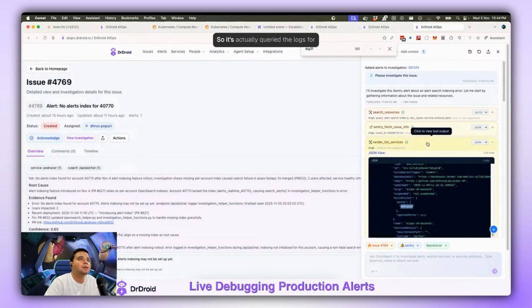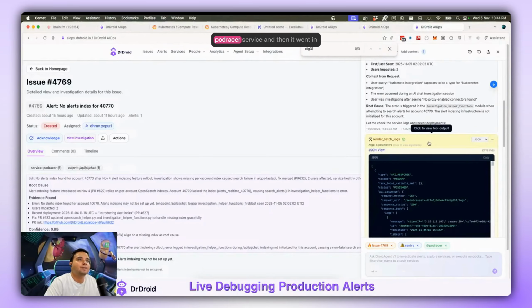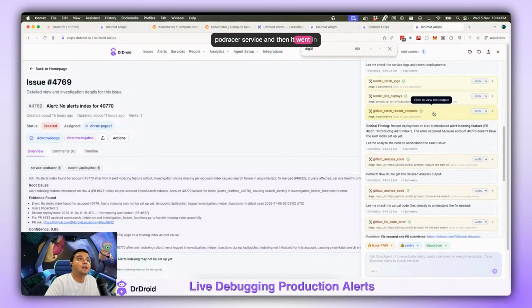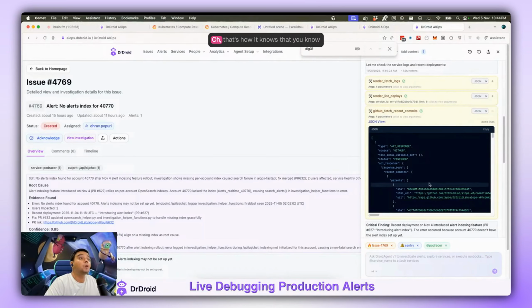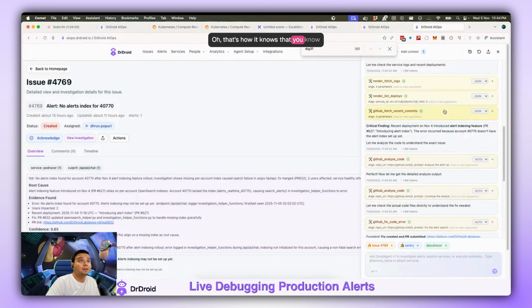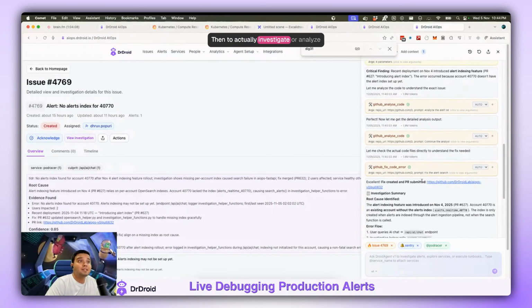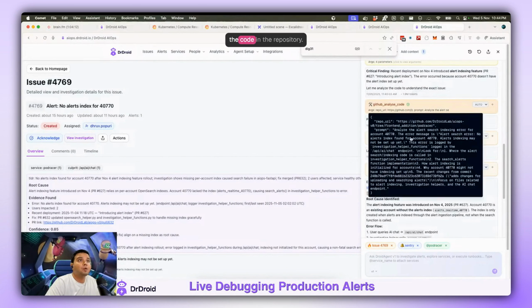After that, it's actually queried the logs for pod racer service, and then it went in and checked the recent commits. Oh, that's how it knows that this deployment was actually released on 4th November. This is a feature that was released on 4th November. Then to actually investigate or analyze the code, first it went in and analyzed the code in the repository.